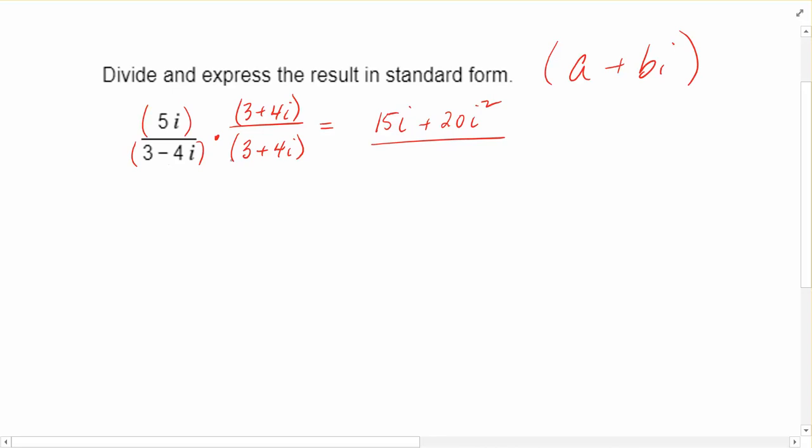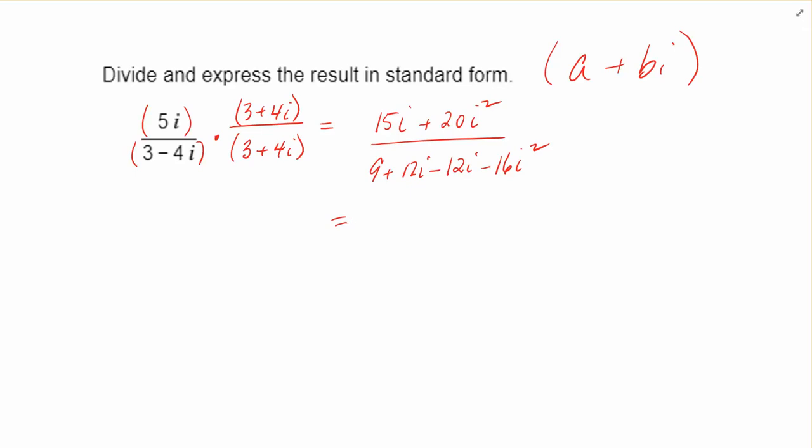Now when I FOIL out the product of the denominator here, I'm going to multiply 3 times 3 because that's my first term, so that's going to be 9. My outer terms are going to be 3 times 4i, which would be plus 12i. My inner terms here are going to be minus 4i times 3, which is going to be minus 12i. And then the last terms here are going to be negative times a positive 4i, so that's going to be minus 16i squared. So let's simplify from here.